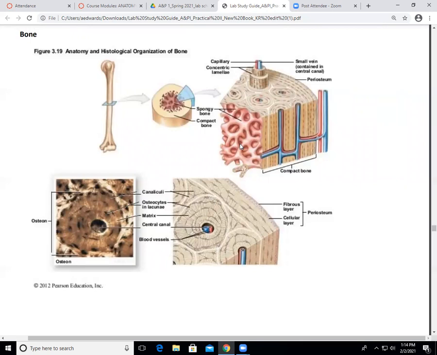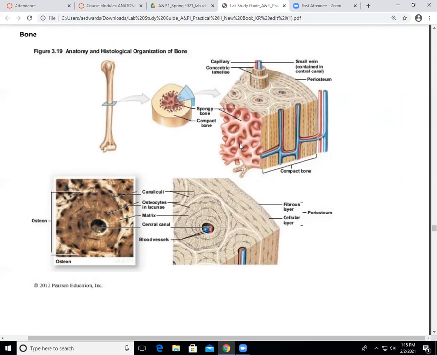But you've got these rings. We call these lamellae. These lamellae are concentric when they have these rings. We also have some lamellae out here on the edge, and that forms what we call periosteum. And remember, osteo means bone. So it's sort of your outer layer of your bone is periosteum. Your outer layer of your cartilage is perichondrium.